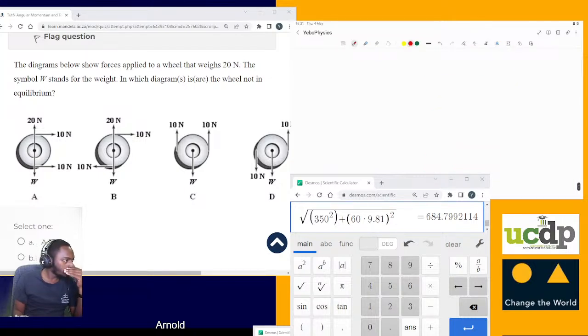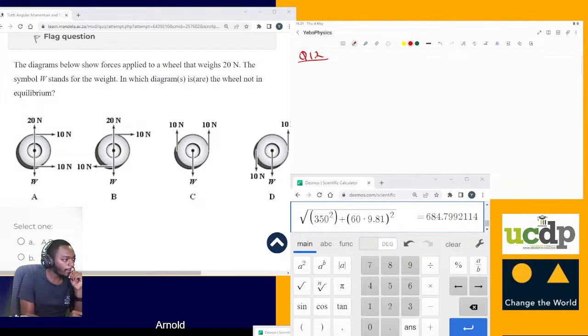So the question is, the diagrams below show forces applied to a wheel that weighs 20 newtons. The symbol W stands for weight. In which diagram or diagrams is the wheel not in equilibrium? Not in equilibrium, okay? So this is question 12. All right, so not in equilibrium.